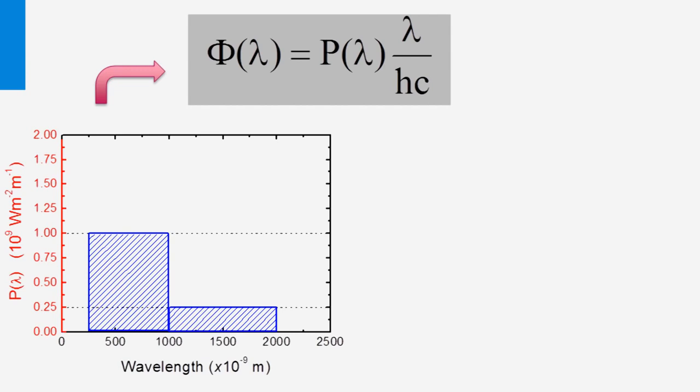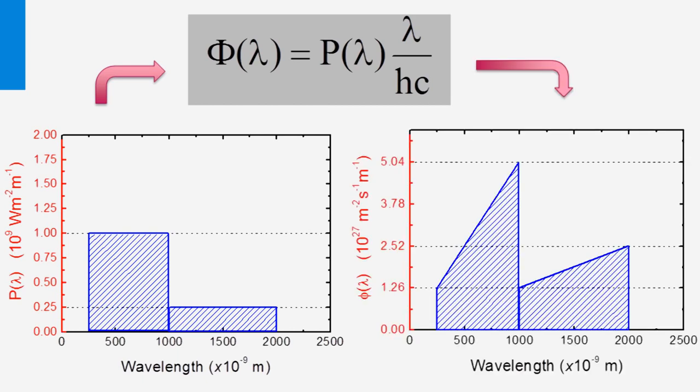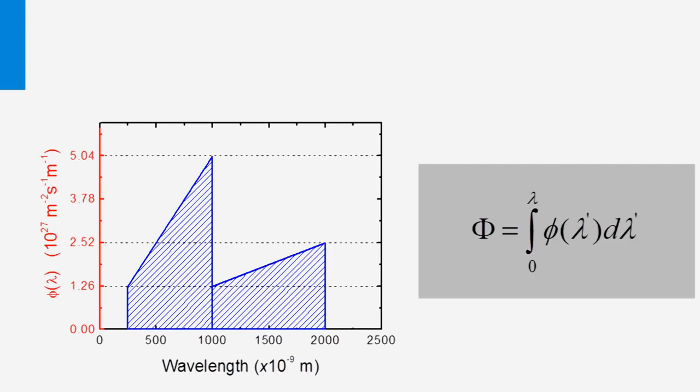So the spectral photon flux at wavelength lambda is the power density at lambda divided by the energy of a single photon at lambda. Or in other words, the spectral power density P(lambda) times lambda divided by the product of the Planck constant h and light velocity c. This gives the spectral photon flux. These are 2 increasing lines which, when extrapolated, would intersect with the origin of the graph.